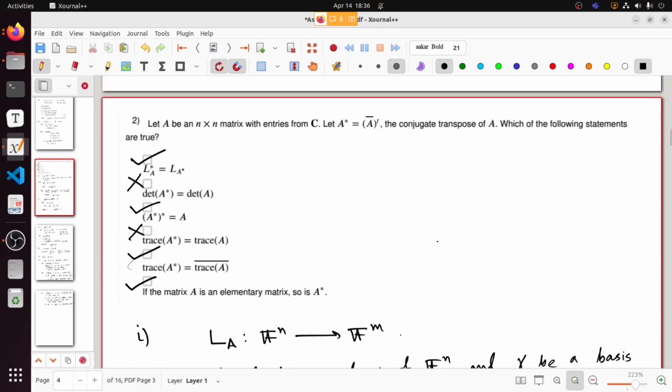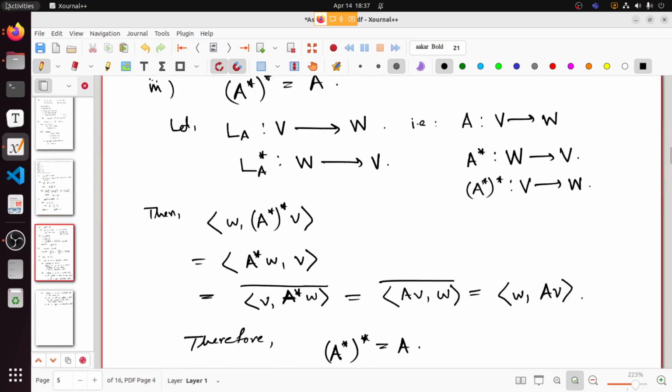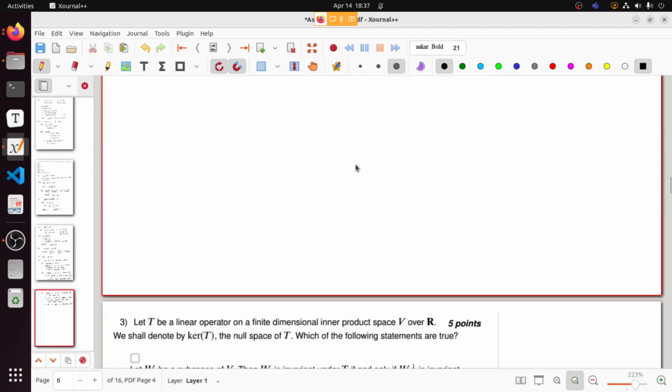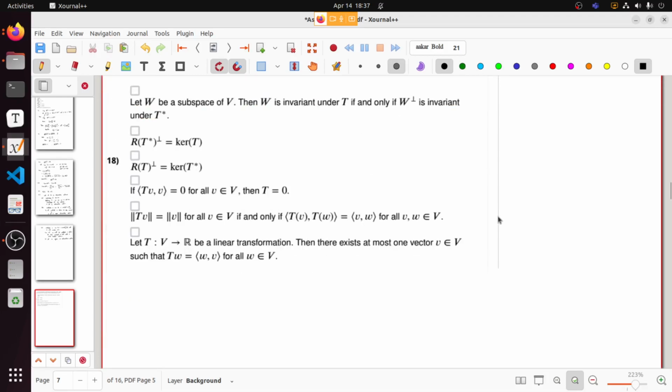So this is correct. So question number 2 is done. Let's move to question number 3. Right. So what is question number 3? T is a linear operator on a finite dimensional vector space V over R. We shall denote the kernel of T as the null space of T. Then which of the following statements are true? Let W be a subspace of V, then W is invariant under T if and only if W perp is invariant under T star. So let's prove this one.